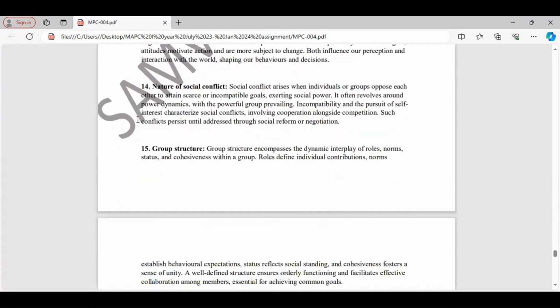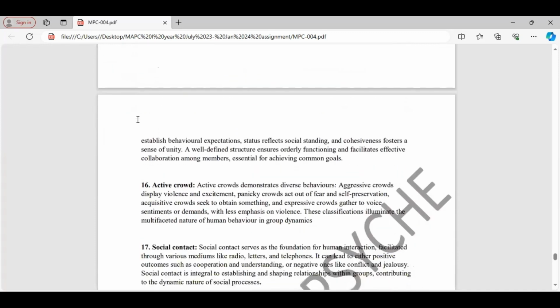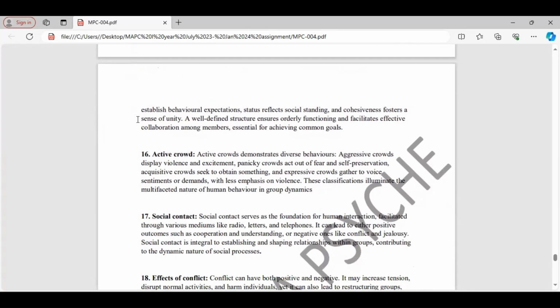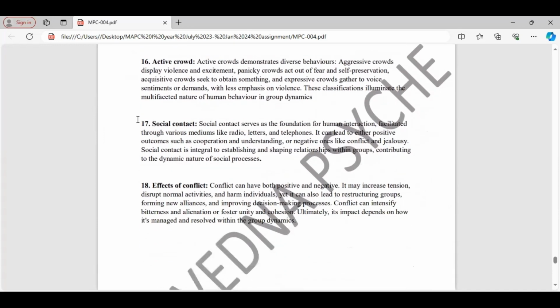Next, nature of social conflict. Here you have to tell the reasons or factors responsible for social conflict. Question 15, group structure. What it includes that you have to mention. Question 16, active crowd. Here mention the different types of active crowd very briefly. Question 17, social contact. Here you have to mention the positive as well as the negative outcomes of social contact.